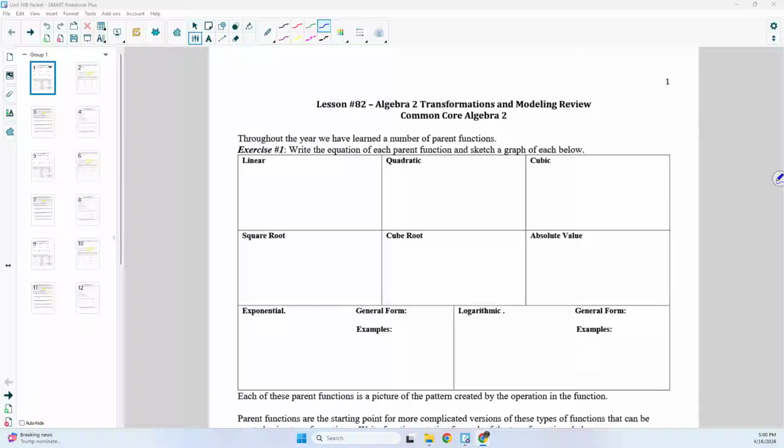We're starting this unit with review, looking at parent functions, transformations, and also using word problems and different types of equations to model word problems. So first off, we're going to go through the different parent functions we've learned before. And remember, a parent function is the simplest function of a specific type that gives us a specific shape.